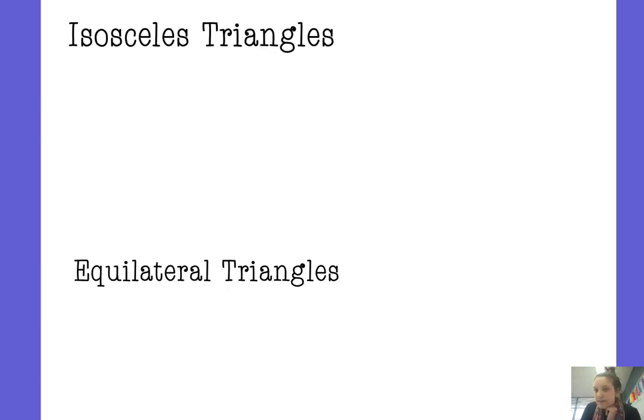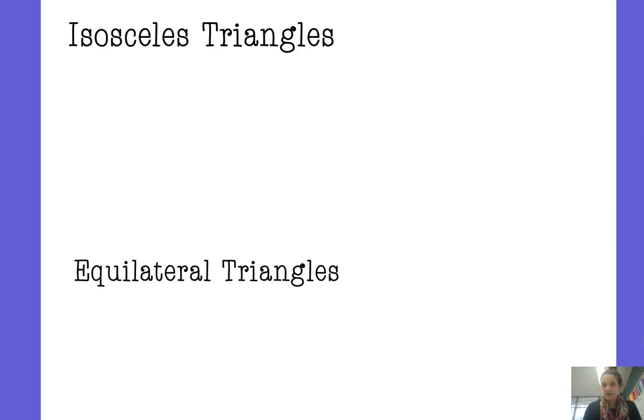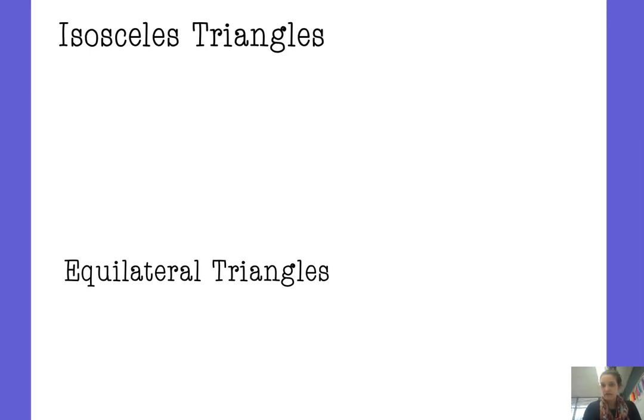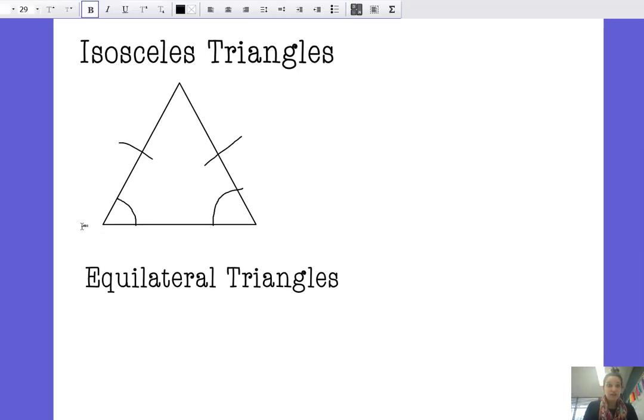Okay, a couple other things about isosceles and equilateral triangles. On an isosceles triangle, if you have these 2 sides congruent, actually, I'm just going to draw a triangle. If these 2 sides are congruent to each other, then the base angles are going to be congruent to each other. So an isosceles triangle has 2 sides and 2 angles that are congruent.